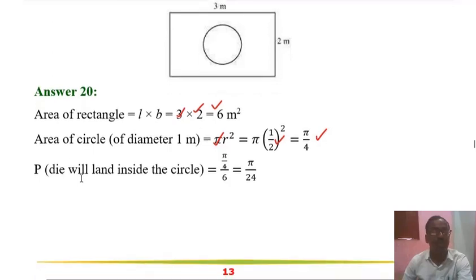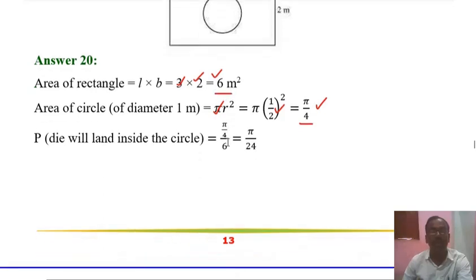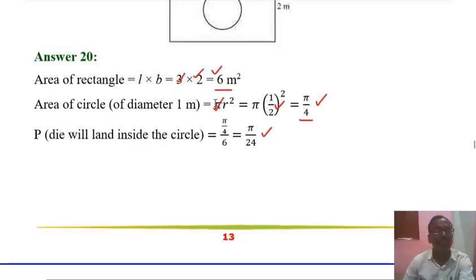So the die will land inside the circle. The favorable outcomes will be pi by 4 and the total number of possible outcomes will be 6. So we put here pi by 4 by 6. After the proper calculation, we get pi by 24. So this is the solution of question number 20. Hope there is no problem understanding this solution.